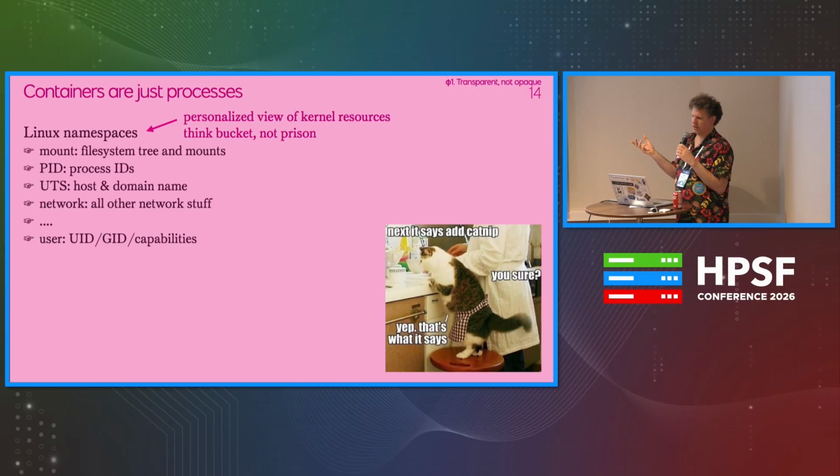So mount is your file system tree and mounts. You can have your own process IDs. You can have your own network stuff. There are several. And then there's the user namespace, which gives you your own user and group IDs and also capabilities, if you know what that is.